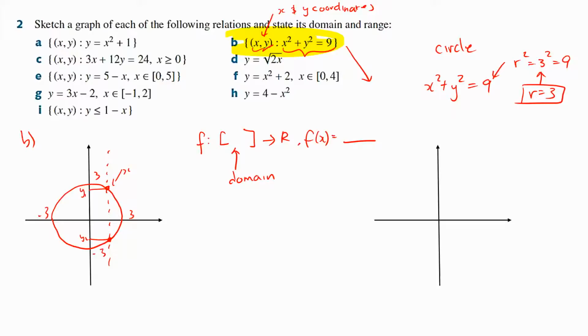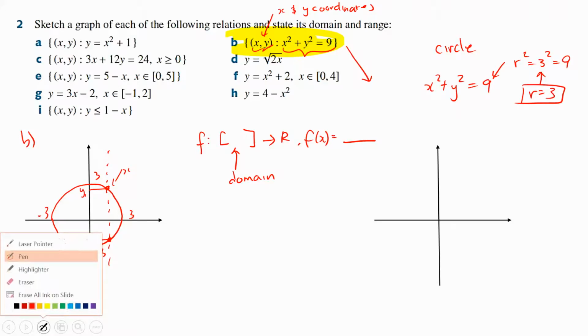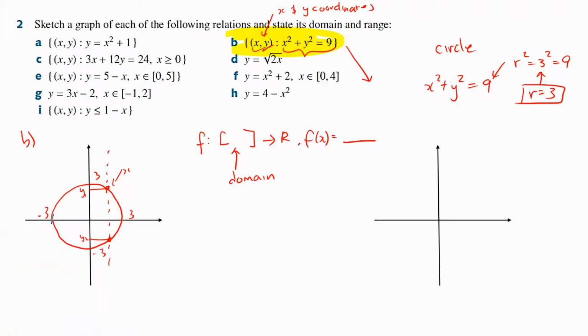Okay, so in this case here, I'd say my domain, if we can look at the x values, we can see it's from -3 and all the way up to 3. I've got coordinates around the circle. So therefore my domain is -3 to 3. So domain is from -3 to 3.